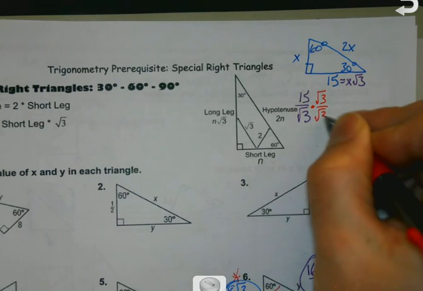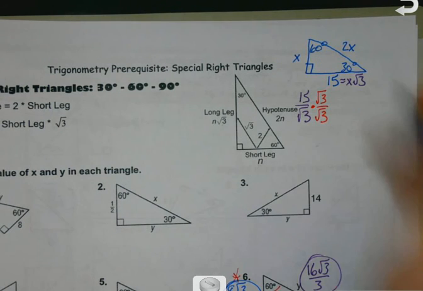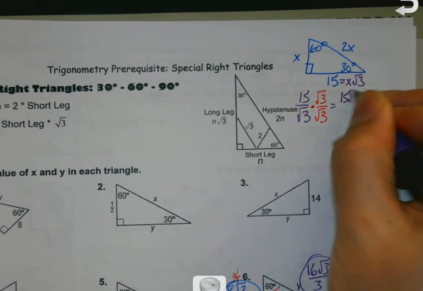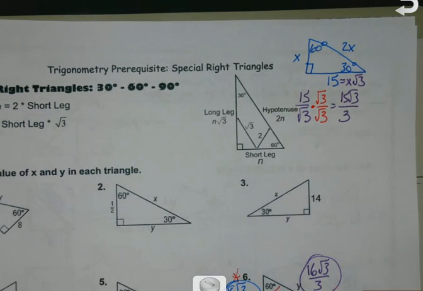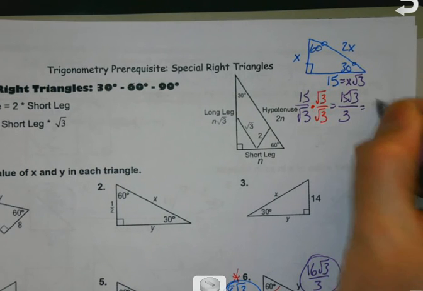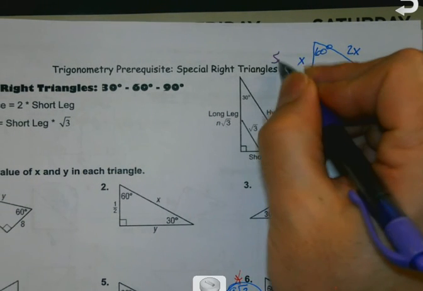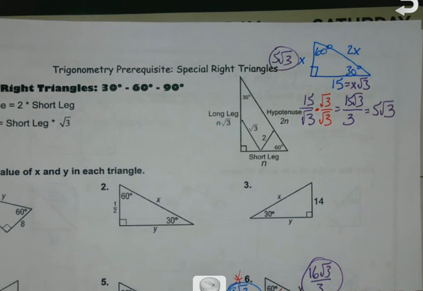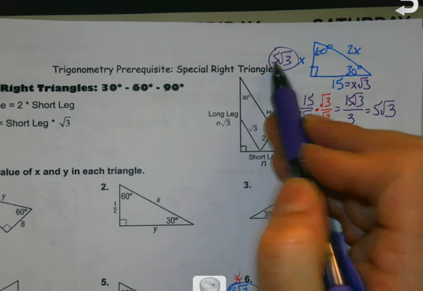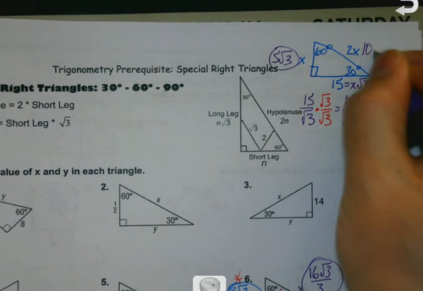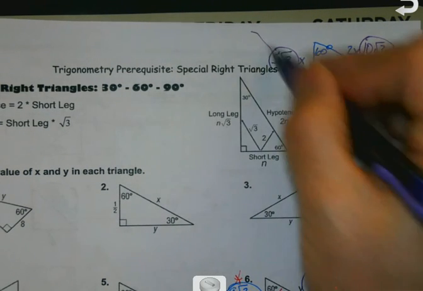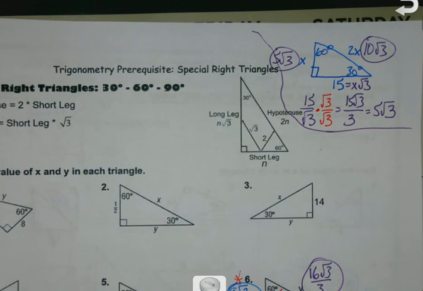Because if I do the square root of 3 over 3, I get to here. And in a moment, it's going to be all clear, and you're going to be like, ooh, this assignment just got easy and fast. It's 5 square root of 3. This would be what my short side equals. And then my hypotenuse, I just multiply the 5 by 2. And I get it. But here's the pattern.